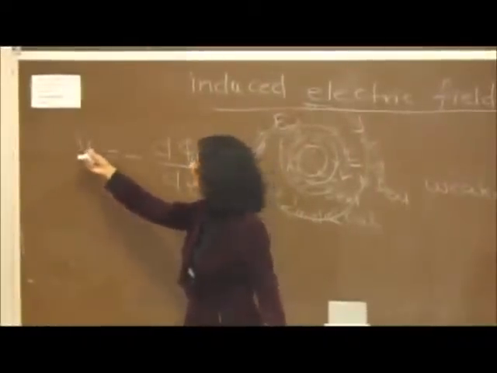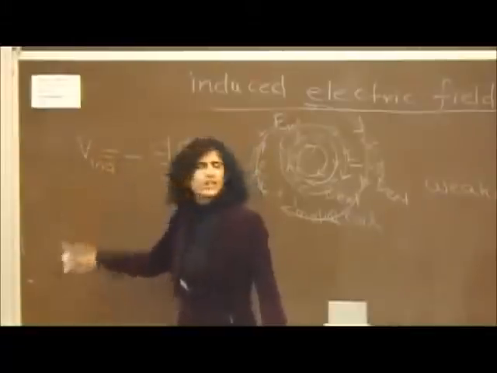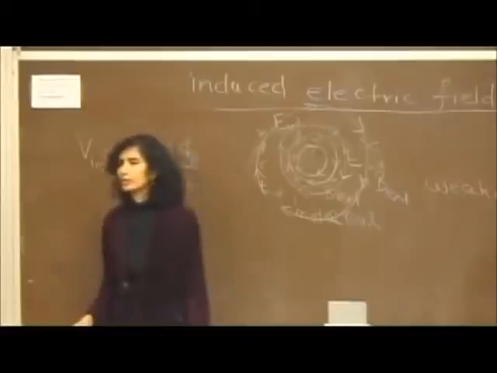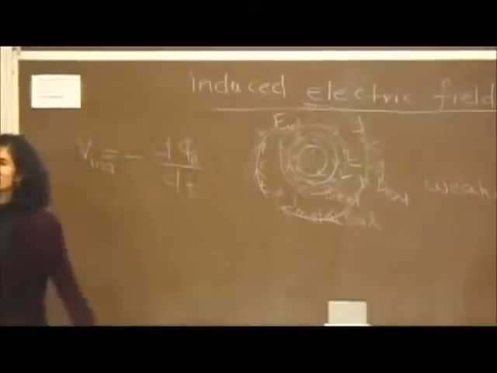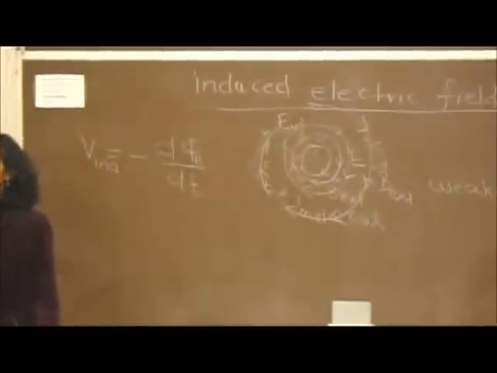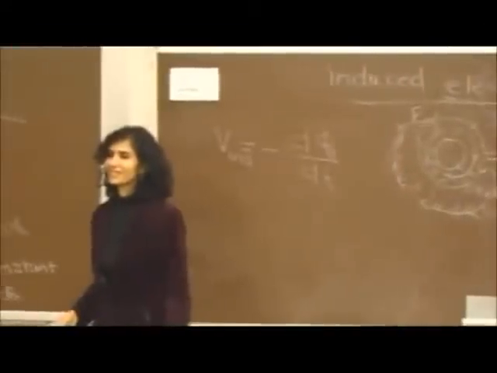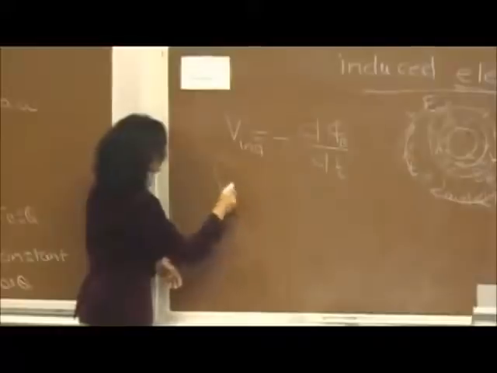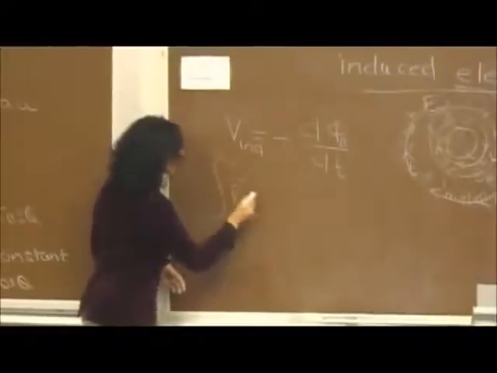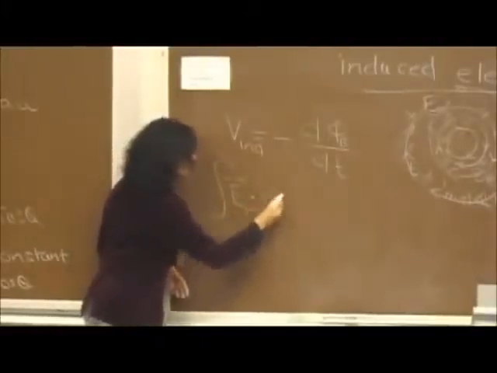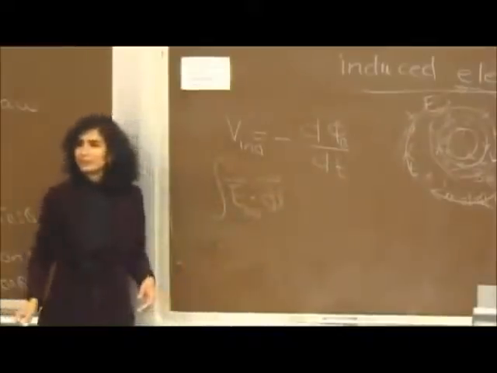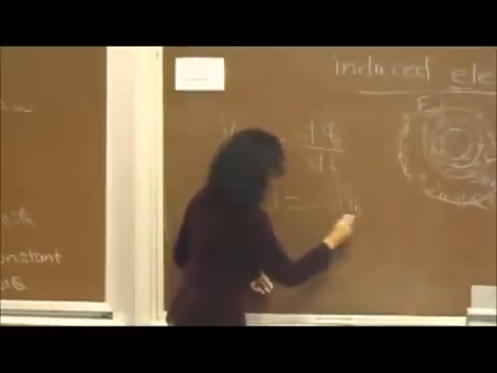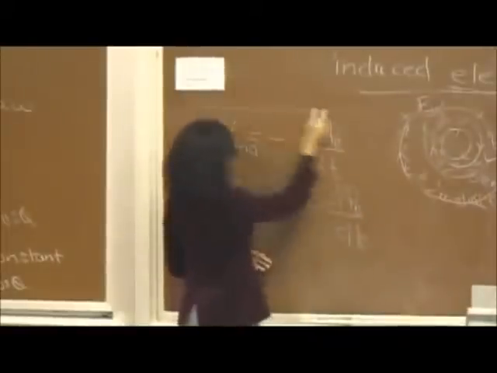Do you remember how to relate V to electric field? Go ahead, please. The change in potential equals the negative integral of E dot dl. Very good. So the thing is, this is actually the integral of E induced dot dl. Right? So basically what we see is that this is a new way of writing Faraday's law.